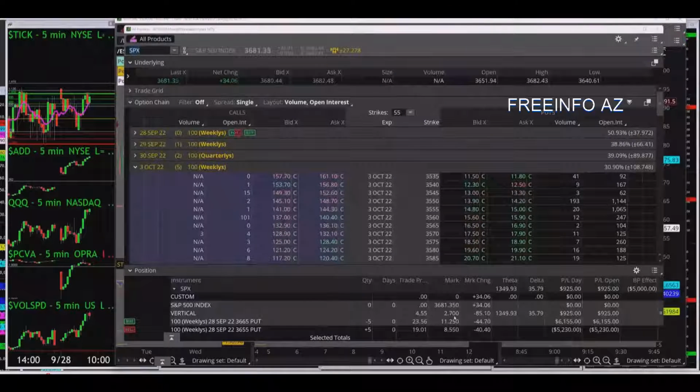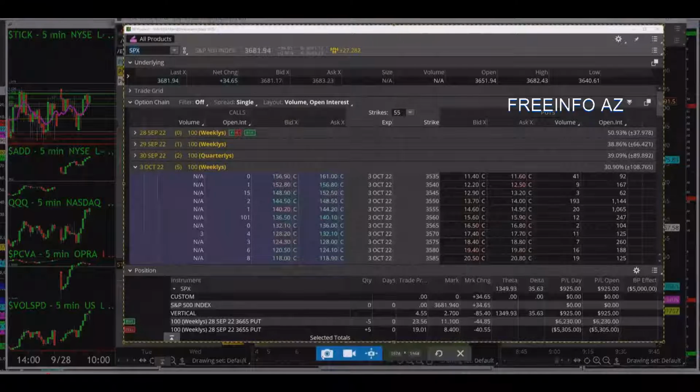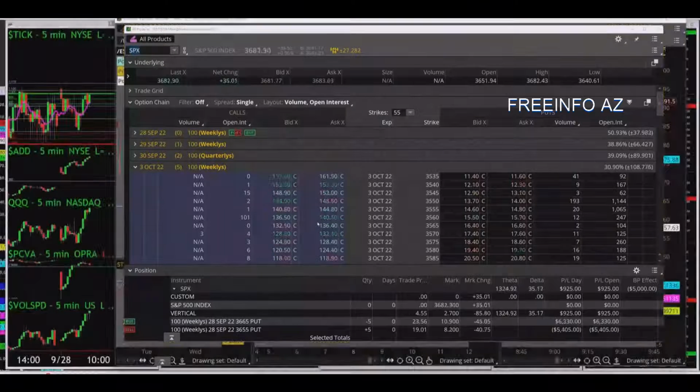Let me see if I can get a screenshot before it's filled. I don't want to get cocky. Didn't want to get cocky. Okay, boom. Just got filled.